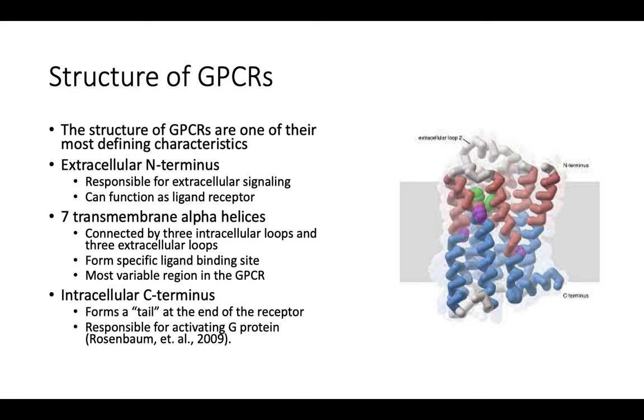the families. And then that brings us to the intracellular C-terminus, and you can see that down here. It's just this little tail at the end of the G protein receptor, and it's going to actually be responsible for activating the G protein, and we're going to get into that a little bit later here in this presentation.